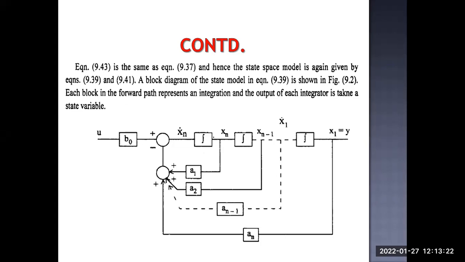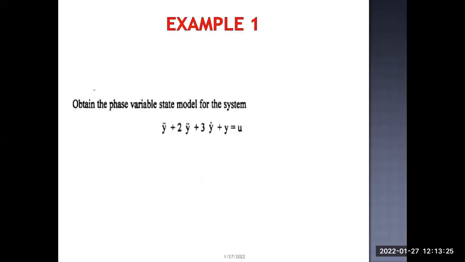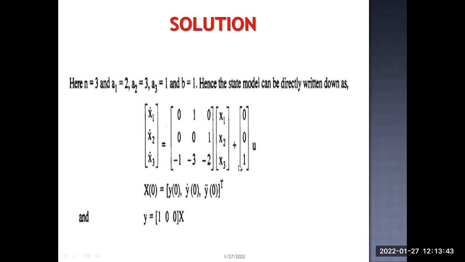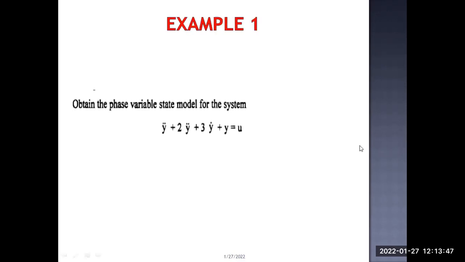We'll have a numerical example. Obtain the phase variable state model of the system y triple dot plus 2y double dot plus 3y dot plus y equals u. This is the state variable form which is written. Please try to solve this problem, all of you.